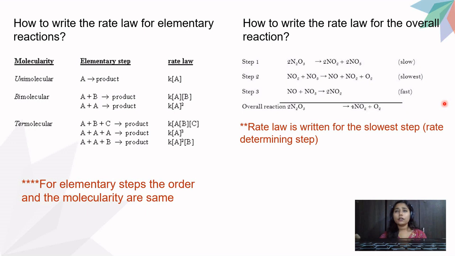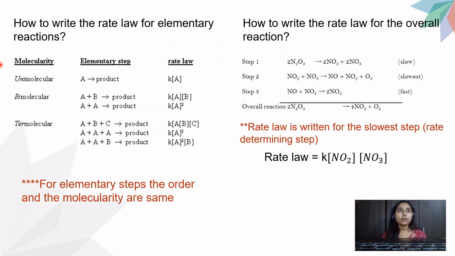So here the rate law is written as k[NO2][NO3]. Again, the molecularity was 1 for NO2. So here the order with respect to NO2 is 1. The molecularity with respect to NO3 was also 1. So here the order for NO3 is also 1. Okay, I hope this part is clear.